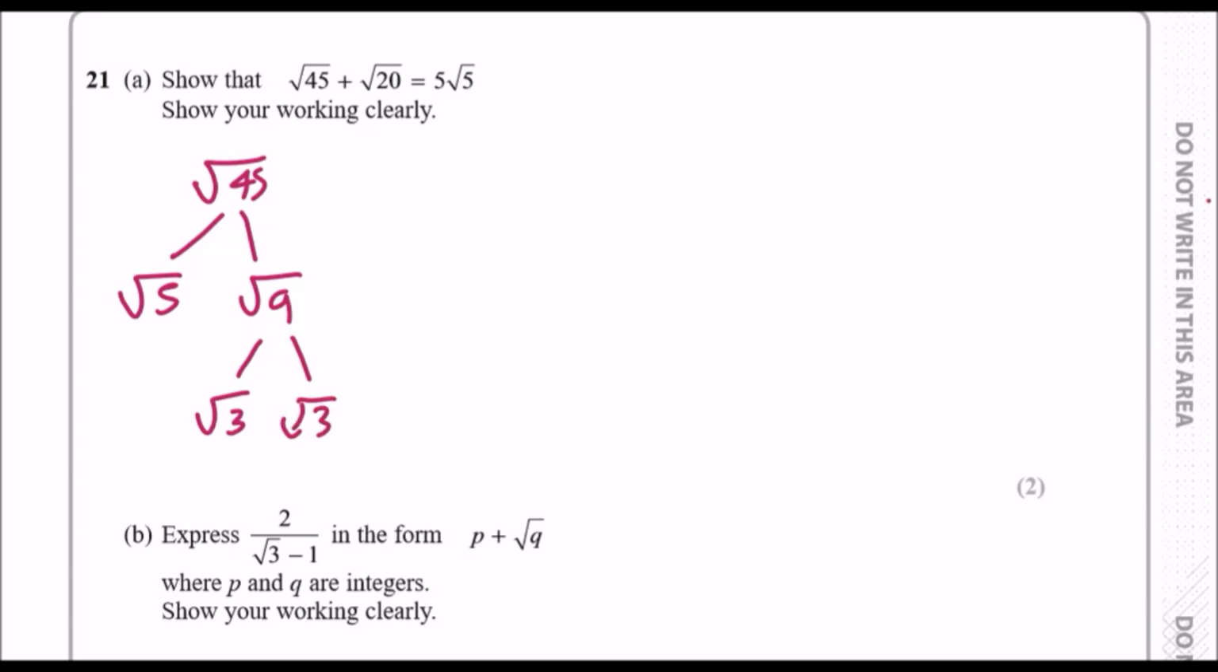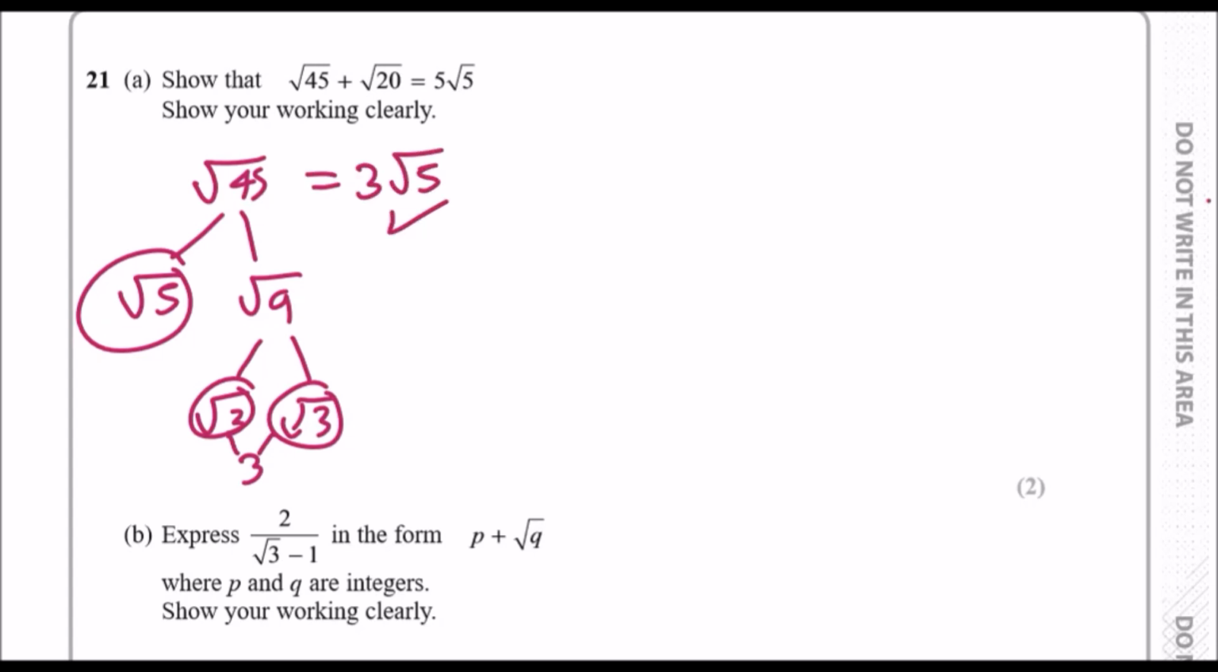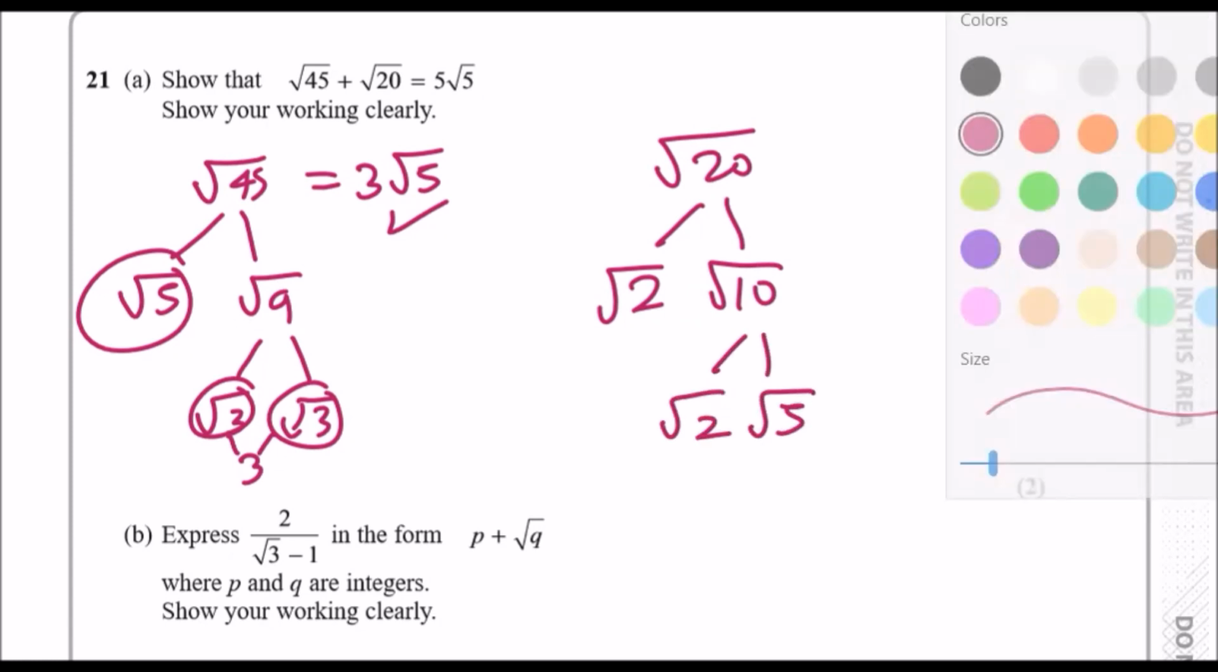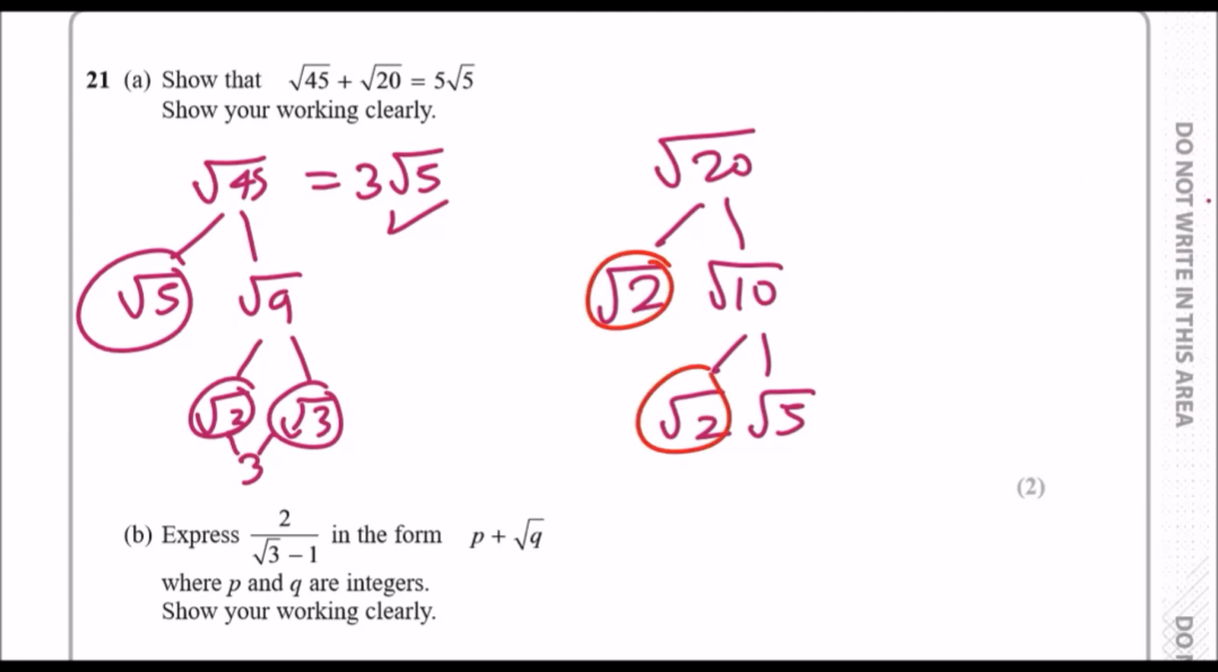Because you can say that root 3 times root 3 will give you a whole 3, and then you still have root 5, so that's 3 root 5. And that's one of them. Then you repeat the same process for root 20. So 20 is the same as 2 times 10, both rooted, and 10 is the same as 2 and 5. Just like the previous one, when you have 2 of the same roots, they become a whole. So 2 and 2 become a whole 2, meaning we're left with 2 root 5. Now combining these two, 3 root 5 plus 2 root 5 is going to give us 5 root 5.